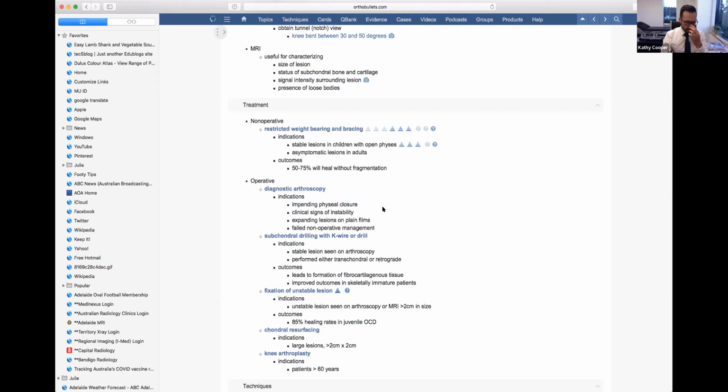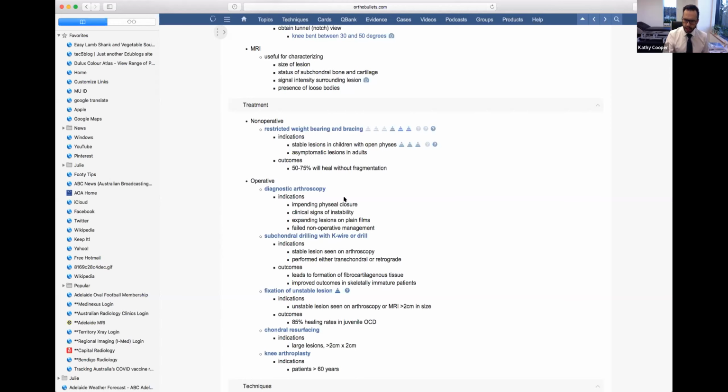But with the operative stuff, diagnostic arthroscopy is done really when you can't get a good read of the lesion on the MRI scan. Is there a split in the cartilage? Are we starting to see some contour changes? It's not done so much these days just to inspect the lesion, because the MRI does a very good job of that.